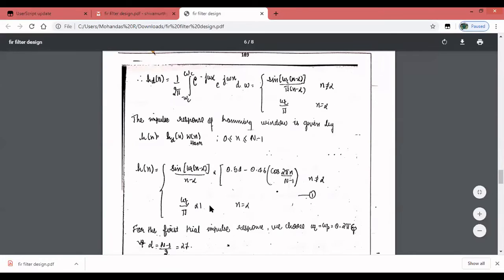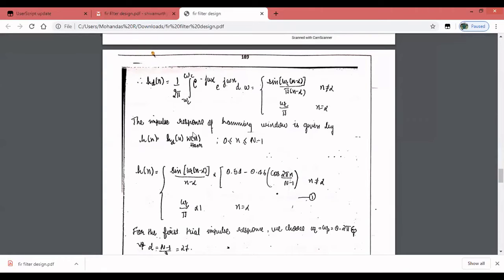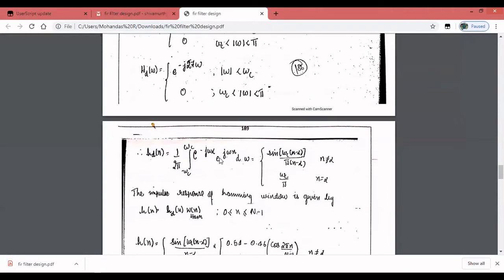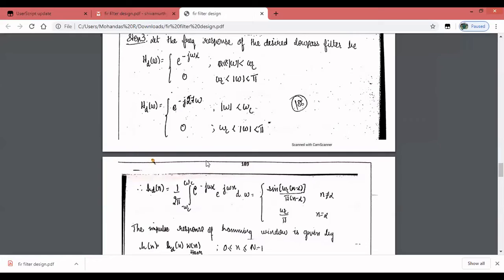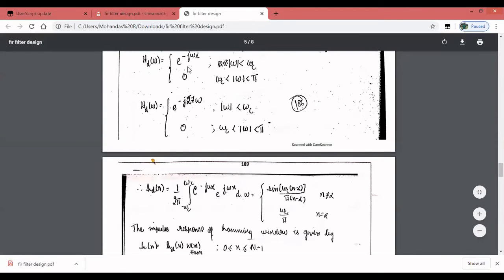Okay, what is the next thing? We know the formula h d of n is given by what? It is given by two things. h d of n can be obtained with two parameters. One is h d of omega, and it is multiplied by e to the power of j omega n. And what is h d of omega? h d of omega here is e to the power of minus j omega into alpha.